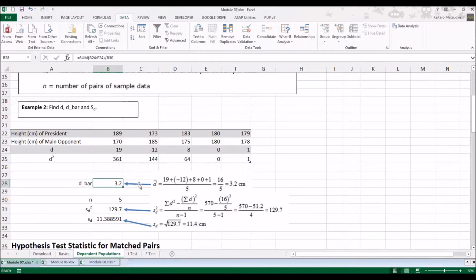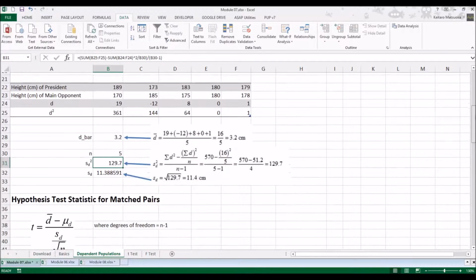To calculate the D bar, it's this formula, or basically this is just the average or the mean. You can either follow the formula or use the average function. There are 5 pairs, so N is 5. S of D is basically the standard deviation of these D's, and squared it gives 129.7. Following this formula, to get the standard deviation of D, just take the square root of that, and you get roughly 11.4 centimeters. Now you know how to figure out those numbers.